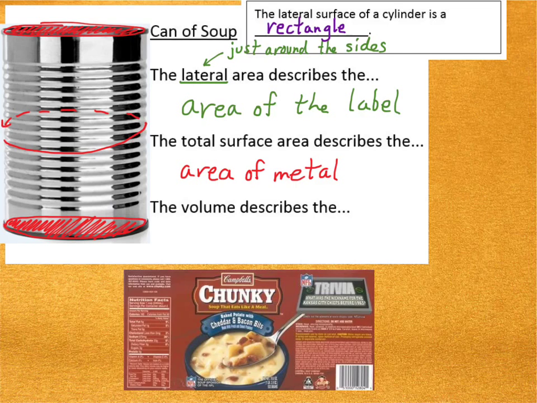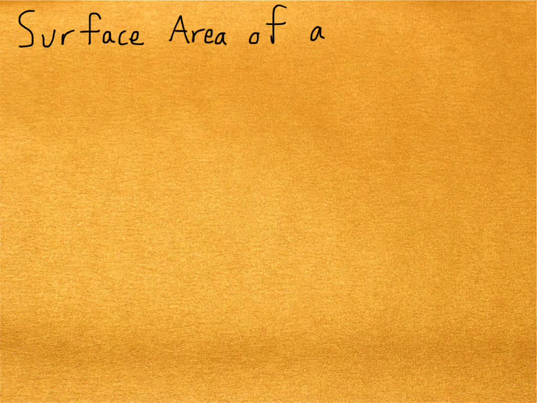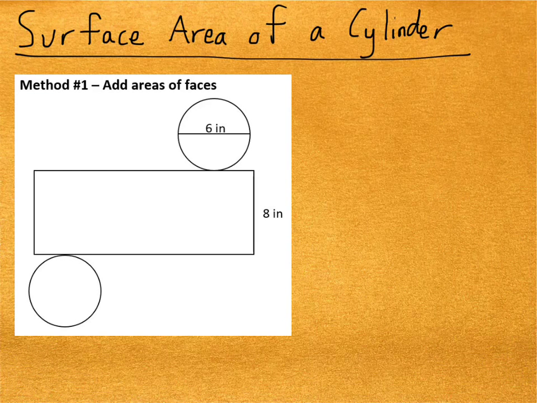What would the volume be? Well, the volume would describe the amount of soup that fits in the can. Okay, we're filling it. That would be volume. So keep those things in mind whenever you're thinking about a cylinder. Okay, so let's talk about how to find the surface area of a cylinder. Just like we did with the prisms, we can add the areas of all the faces.